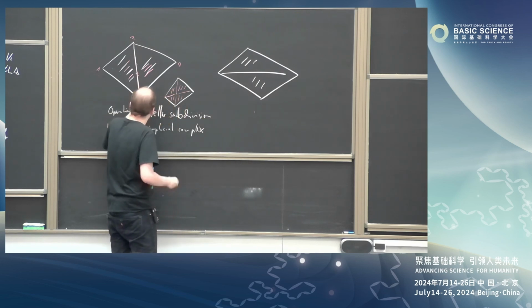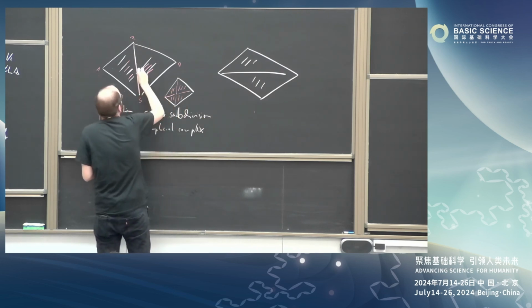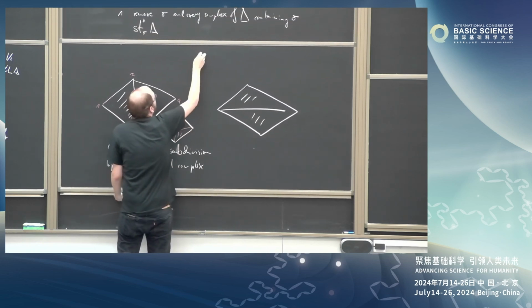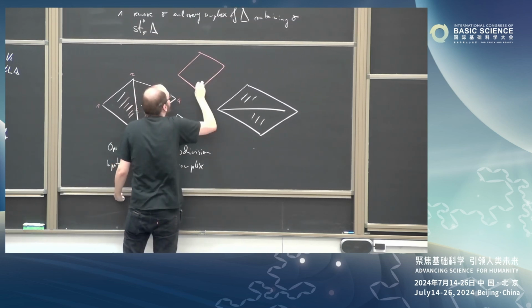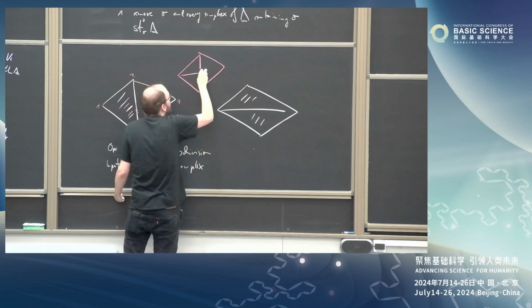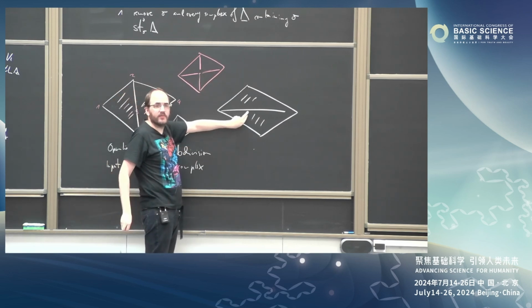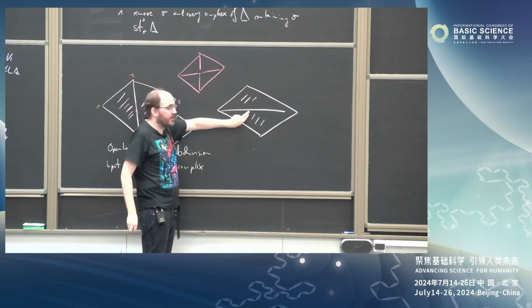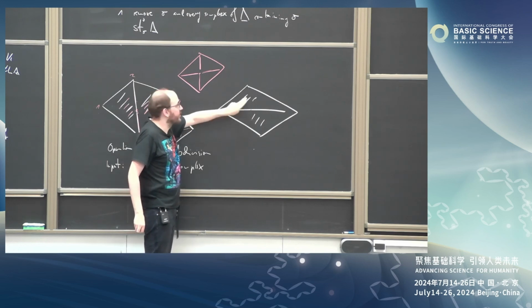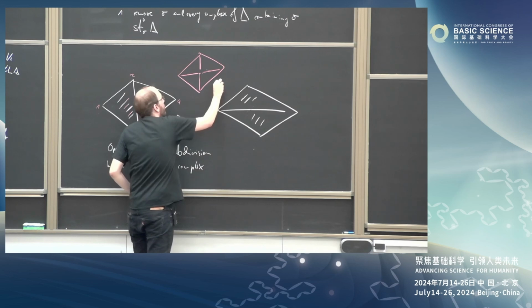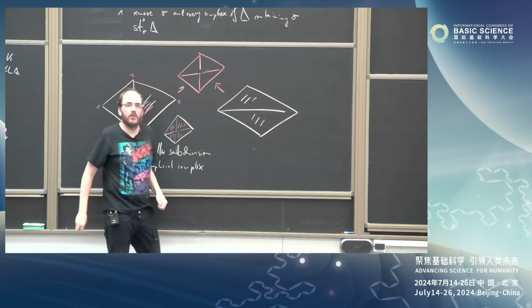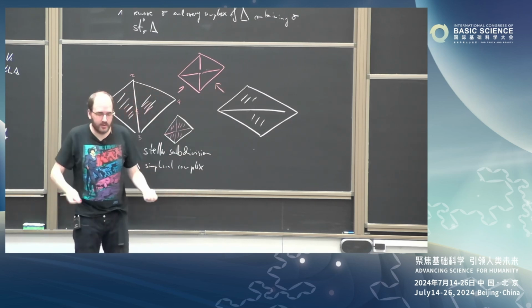And in this case, it's rather simple, right? I take the stellar subdivision here, and I end up at this object. But I can take also the stellar subdivision of this object at this edge, and also end up here. All right. Okay, so that's the nice thing.